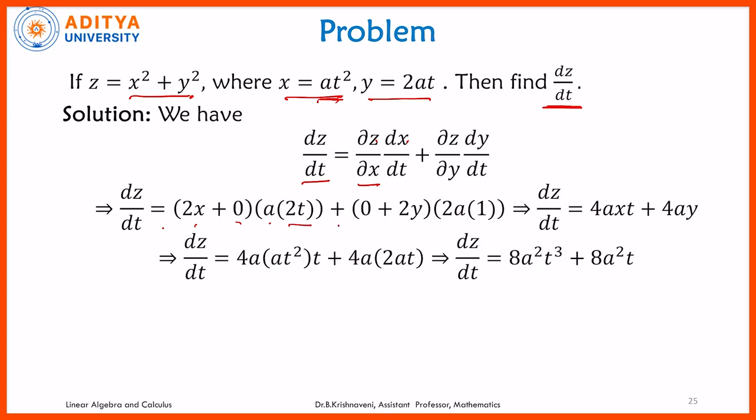Plus ∂z/∂y. Now x is constant, x square derivative is 0, y square derivative is 2y into, and given y is 2at, dy/dt is 2a into 1. So dz/dt is equal to 4axt plus 4ay. Now in this substitute what is x and what is y, that is at square and 2at respectively. You get dz/dt is equal to 8a square t cube plus 8a square t.